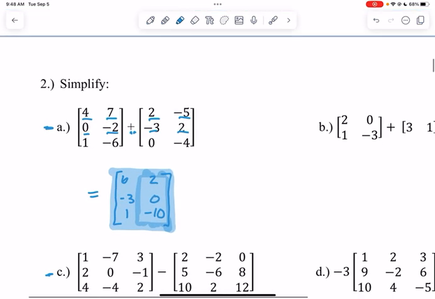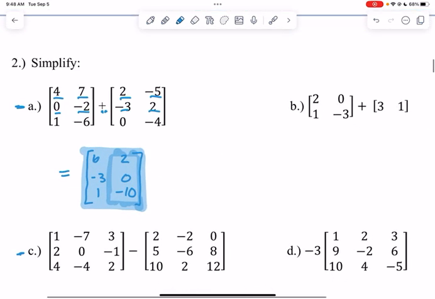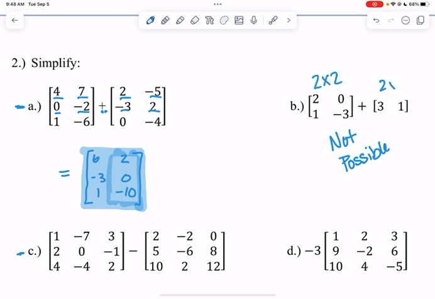So when you're adding or subtracting, they have to be the same dimension. So in letter B, you actually could not do this because they're not the same dimensions. This is a 2 by 2. This is a 2 by 1. You would need like 2 more numbers there to add or subtract them together. So not possible, dimensions not equal.